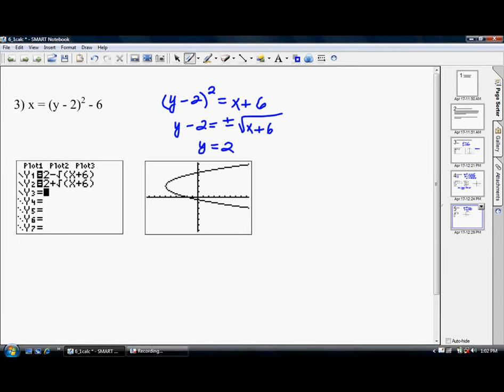And so my last step is to add the 2. So I'd really have 2 plus the square root of x plus 6 and 2 minus the square root of x plus 6, and that's where I get the horizontal parabola. So if you look at the axis of symmetry through y is equal to 2, the upper half is the 2 plus the square root of x plus 6, and the lower half would be 2 minus that.